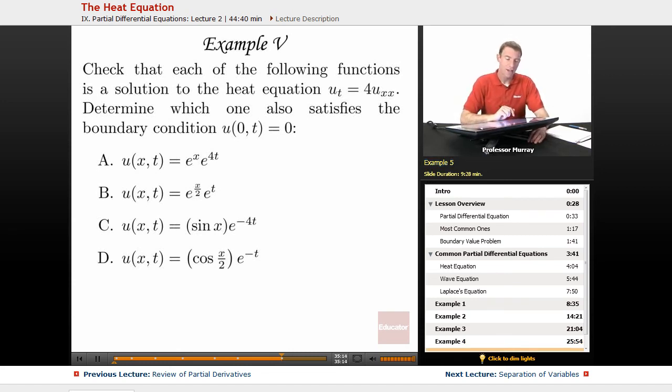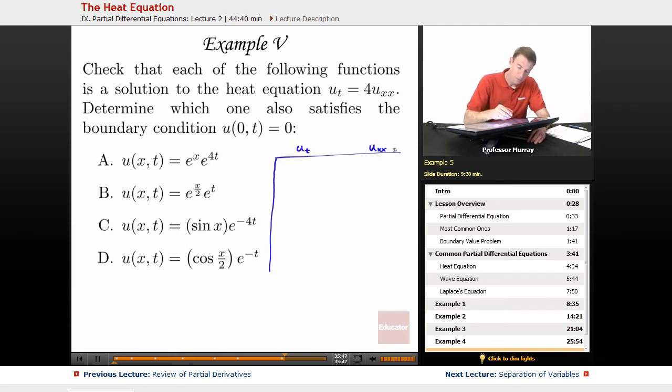In example 5, we're going to check that each one of the following functions is a solution to the heat equation u_t equals 4 u_xx. We're also going to determine which one satisfies the boundary condition u(0,t) equals 0. So let me first work out u_t and u_xx for each one of these functions.